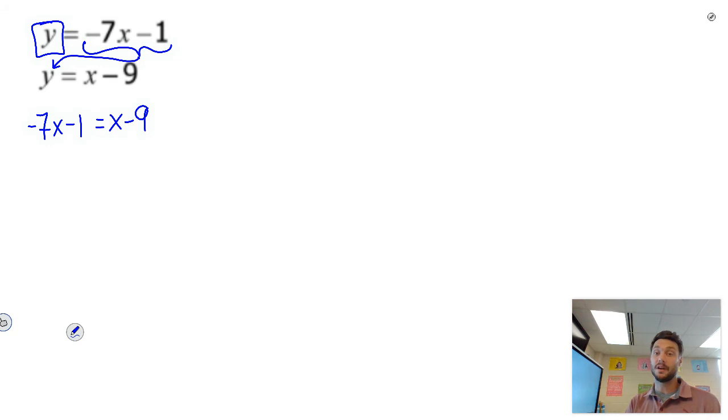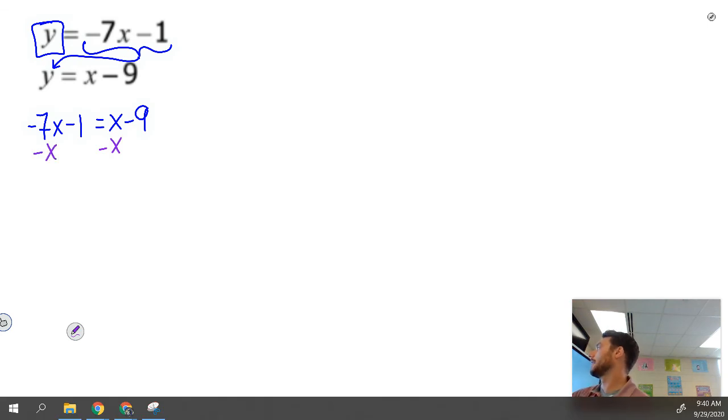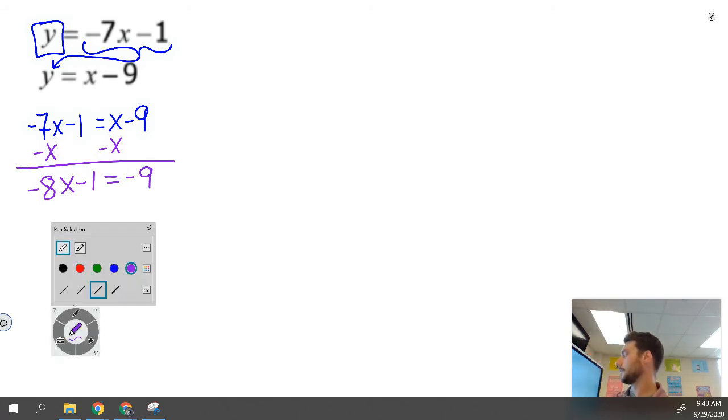So if they're both already solved for y, sure, we could graph them, but it's also pretty easy to use substitution on problems like these because they're pretty much set up to set them equal to each other and solve it out. So if I do so, I can get these on either side. I like to move my variables left. It's just my habit. If you don't have a preference, move them right. Sure, if you get positive numbers, that's good too. So if I subtract this, I have negative 8x minus 1 is equal to negative 9. And solve our two-step equation.